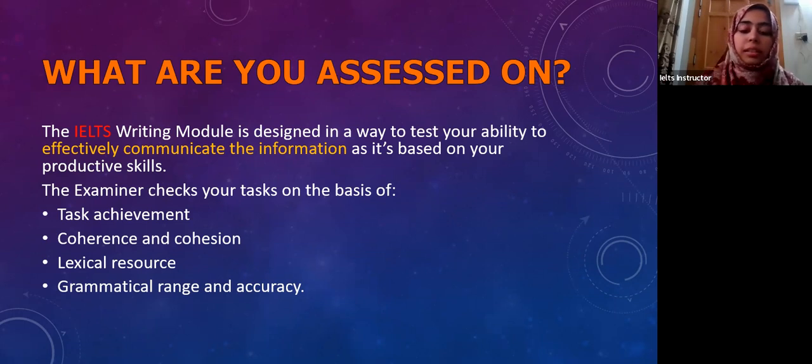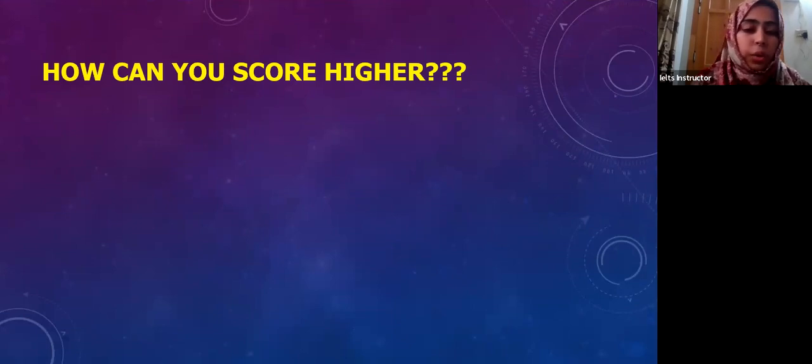So all these four things are your assessment criteria. The examiner is assessing your answers, is assessing your tasks based on these four things. Okay. So these four things are basically the same in every module, but the approach is a little bit different. Okay. Now, how you can score higher?